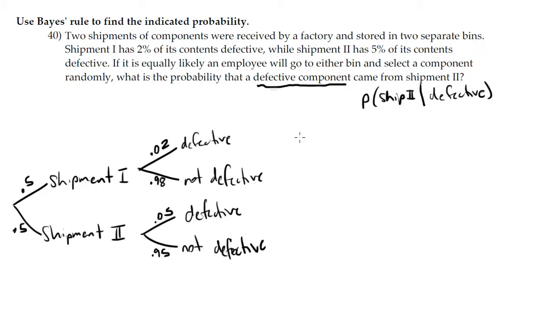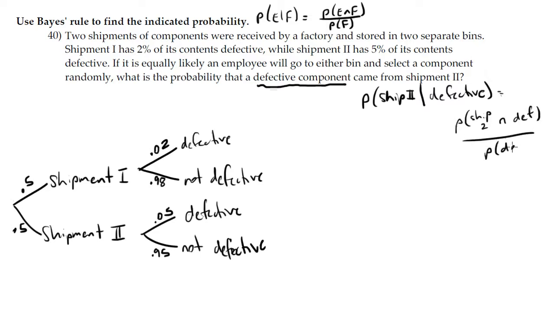So here we go. If we're just thinking about conditional probability, right, the probability of E given F is the probability of E intersect F divided by the probability of F. Bayes' theorem is just a special case of conditional probability. So let's try that here. This is equal to the probability that it came from shipment 2 and it's defective divided by the probability that this product is defective.